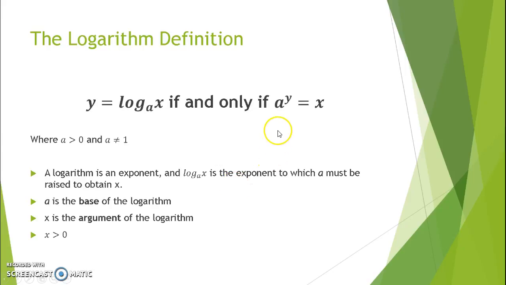So let's think about it. If we have a positive number to whatever number, a to a positive, a to a negative, a to the 0, the result is always going to be positive. Positive to the anything is positive. So then the x, which is actually the input of the logarithmic function, is always going to be positive. Again, a is the base of the logarithm, and x is the argument.